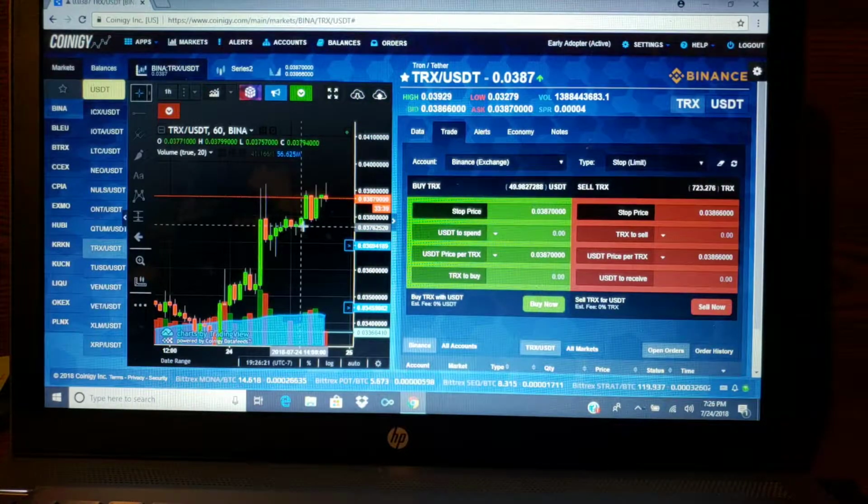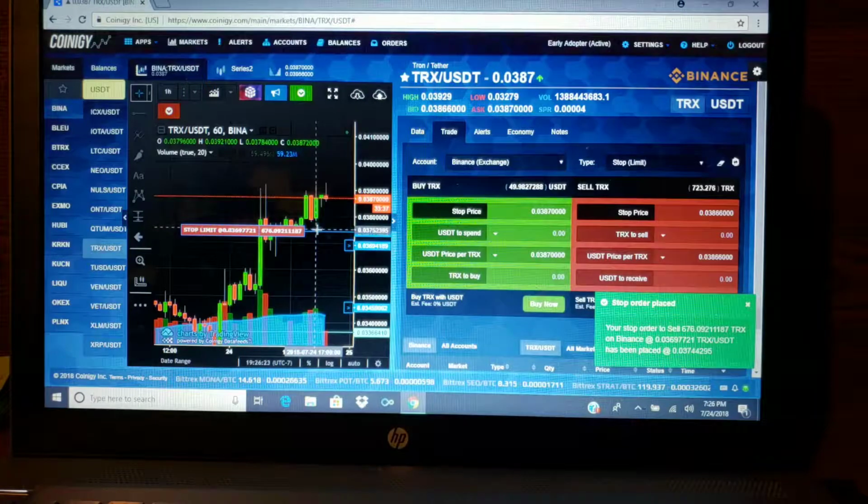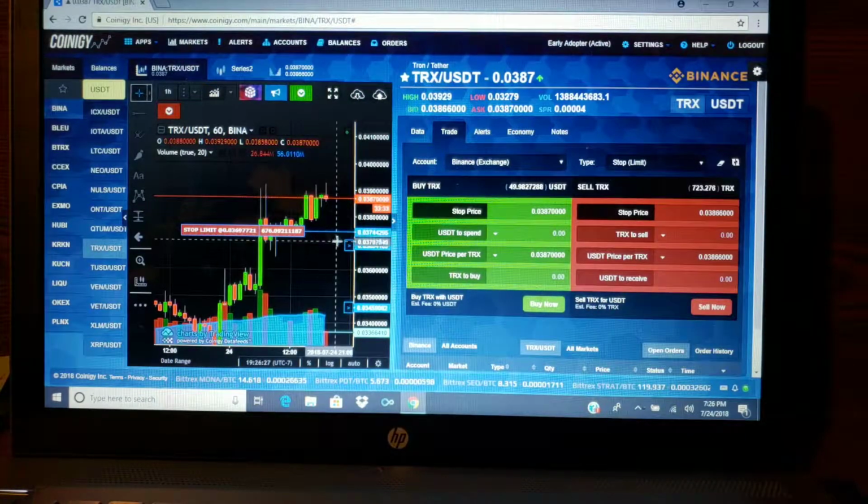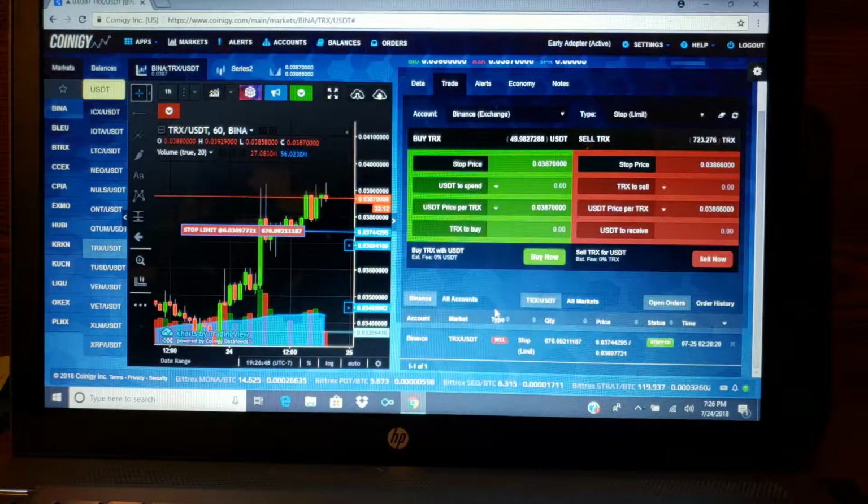Okay, so what happens is it comes down, hits the trigger. Coinigy's system will try and get us as close to the trigger as it can before it hits this. I hope that makes sense. So basically we're telling Coinigy once it hits that trigger, get us out as soon as possible before it hits this. So there it is.